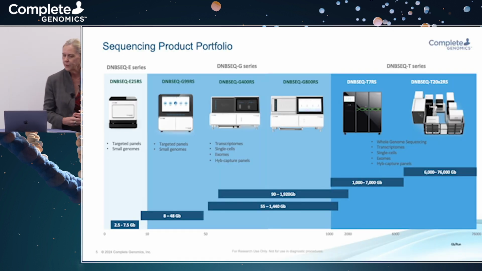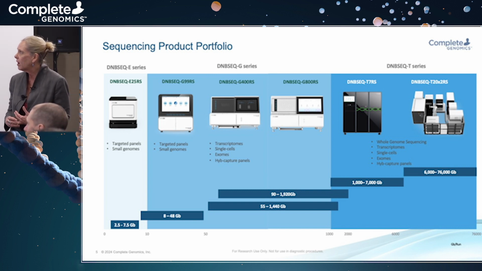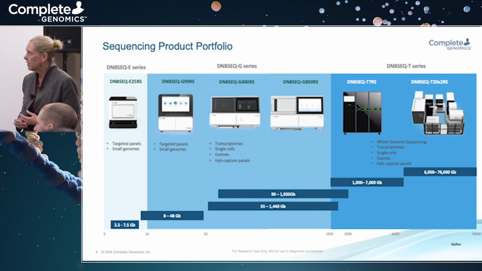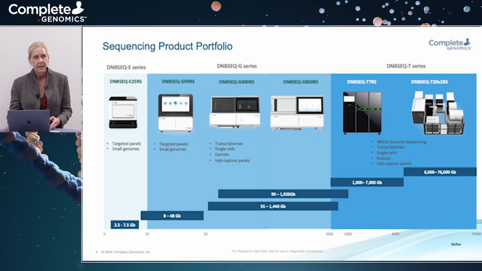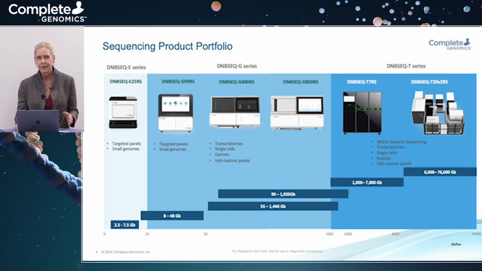And this is the full product portfolio of sequencing instruments that Complete Genomics offers. Right now, we're offering on the T7. That's what we've validated on. Look to the future. We'll see.